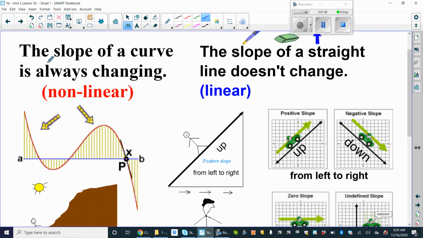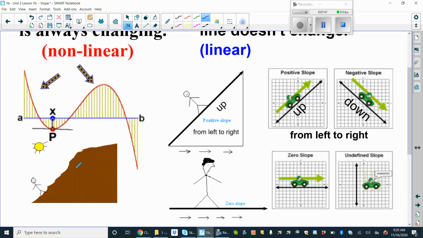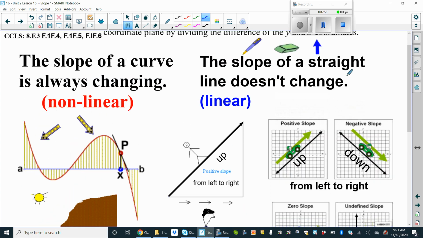So the slope of a curve is always changing. It's nonlinear. So we can never solve for the slope of this type of graph, nor this type of graph. We only can find the slope of lines, which are linear. The slope of a straight line doesn't change. So here we have our positive slope because it's going up from left to right. Here we have our negative slope because it's going down from left to right. Here we have our zero slope.